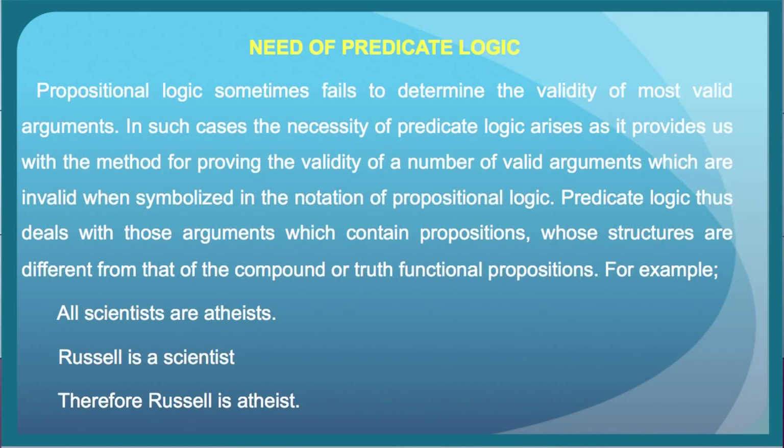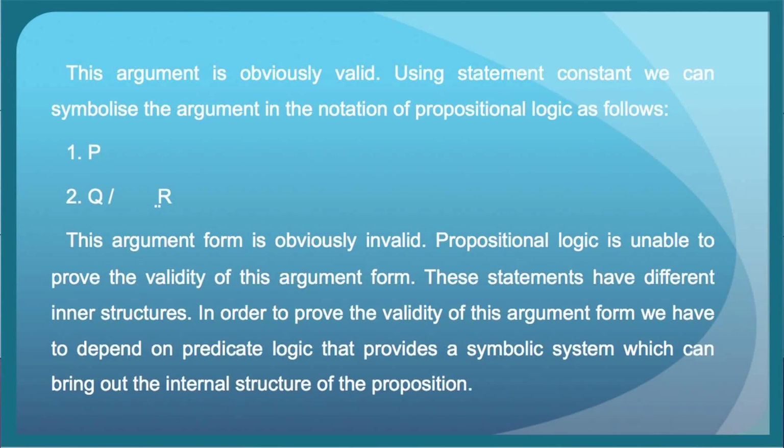For example, all scientists are atheists, Rashmi is a scientist, therefore Rashmi is an atheist. This argument is obviously valid. Using statement constants, we can symbolize this argument in propositional logic as follows: P, Q, therefore R. This argument form is obviously invalid. Propositional logic is unable to show the validity of this argument form. That is why, to find out the validity of this argument, we have to take the help of predicate logic.